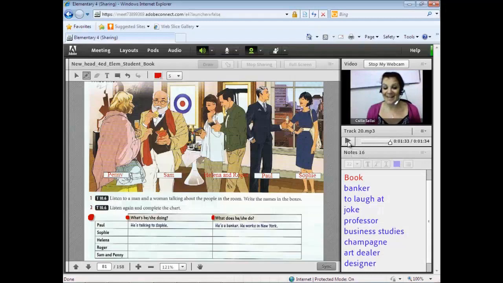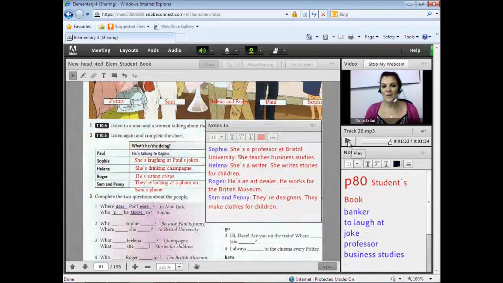Well done. Now we are going to check your answers. Now please look at the screen and check your answers, everyone. I'm sorry, but there was not enough space for me to write the correct answers about their jobs. I hope you have all done this exercise very well. So good job, everyone. Now we can move on to the next exercise.